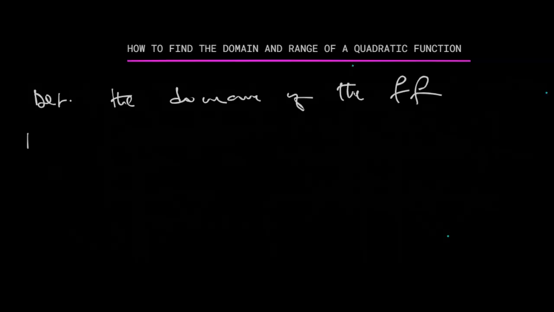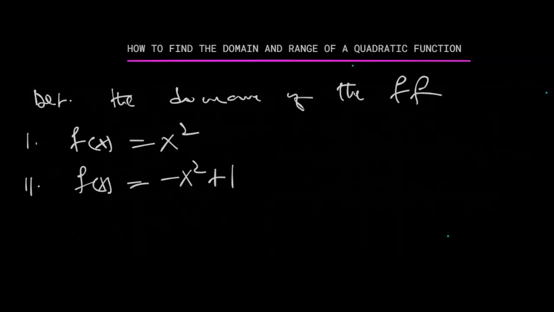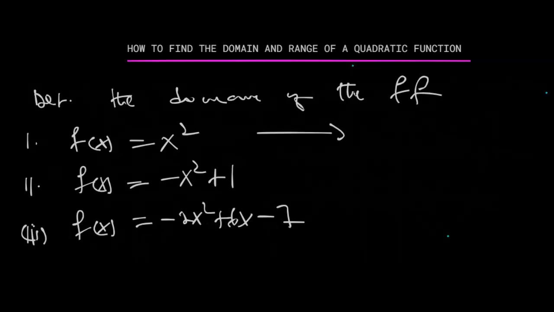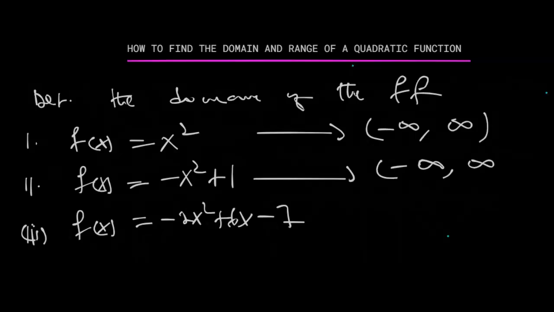Number 1, f of x equals x squared. Number 2, f of x equals minus x squared plus 1. Number 3, f of x is equal to negative 2x squared plus 6x minus 7. It doesn't matter, the domain of this is from negative infinity to infinity. The domain of that is from negative infinity to infinity. And this one also has a domain of negative infinity to infinity.